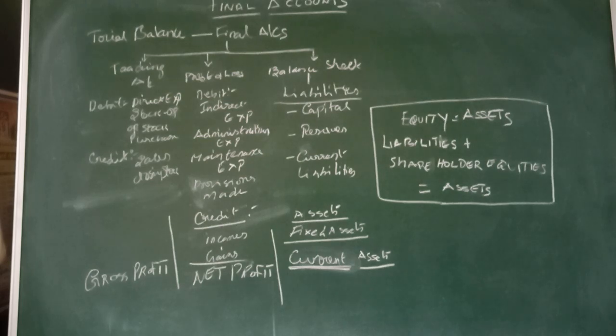Then selling and distribution expenses. What are selling and distribution expenses? Salesman's commission paid, delivery van charges paid. Those things are selling and distribution expenses. Then provisions made. What is that provision? I will tell you separately, but please understand the meaning.